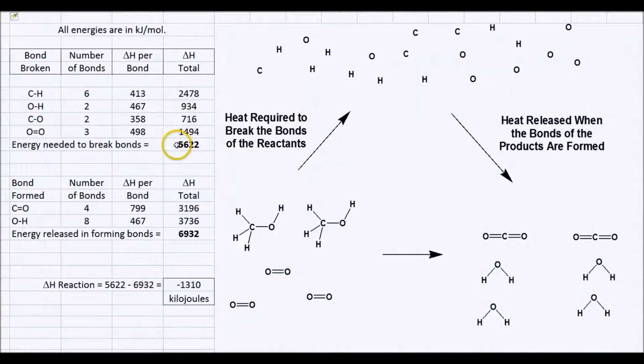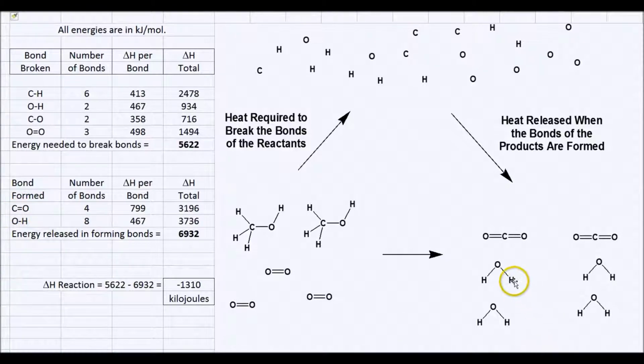Add it together and we get that breaking all the bonds of the reactants in the gas phase requires 5,622 kilojoules per mole. Well, per the stoichiometric amount, I should say: 2 moles of this and 3 moles of that. It requires that much energy to break those bonds. Now we're going to form the bonds.